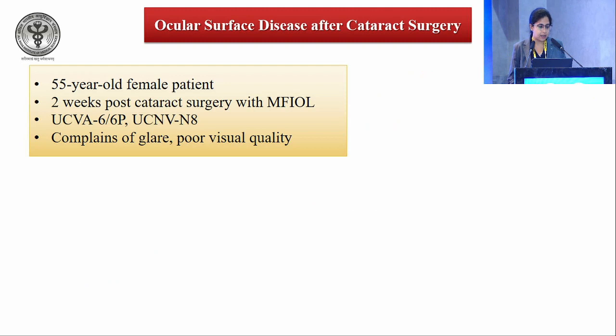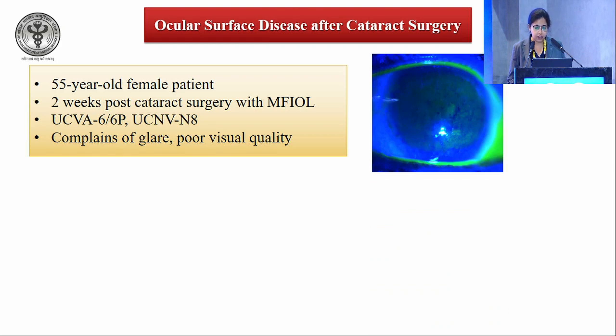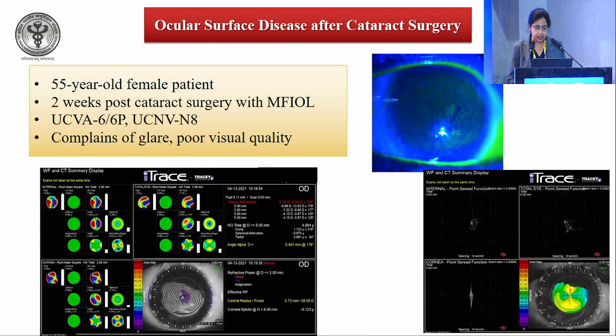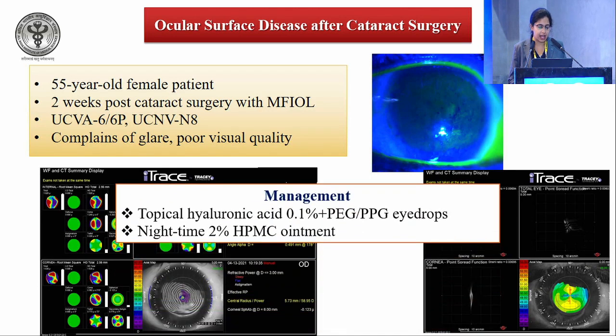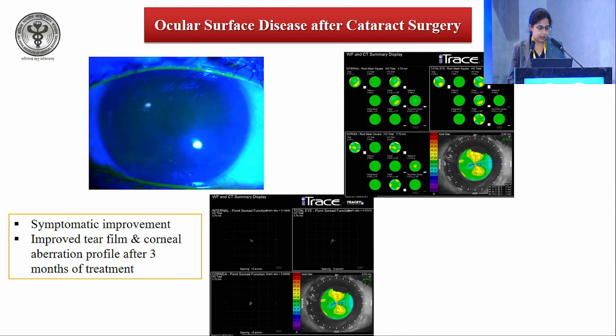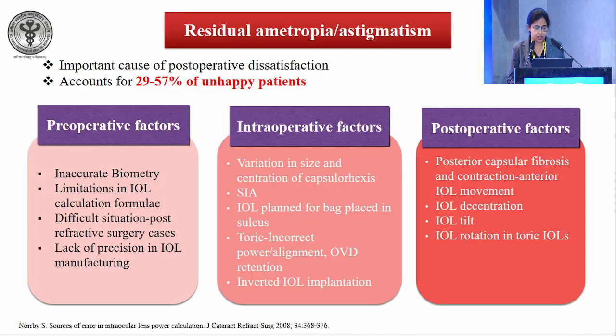Just a case example: a 55-year-old female presented 2 weeks post-cataract surgery with a multifocal IOL with complaints of glare and poor visual quality. The visual acuity was 6/6 partial, near vision was N8. On staining there was punctate staining and TBUT was 2 seconds, the modulation transfer function was deranged and higher order aberrations were observed. So topical hyaluronic acid with polyethylene glycol and propylene glycol combination drops were prescribed with a nighttime gel. There was symptomatic improvement after 3 months of treatment, improved tear film and corneal aberration profile, and the patient was happy.